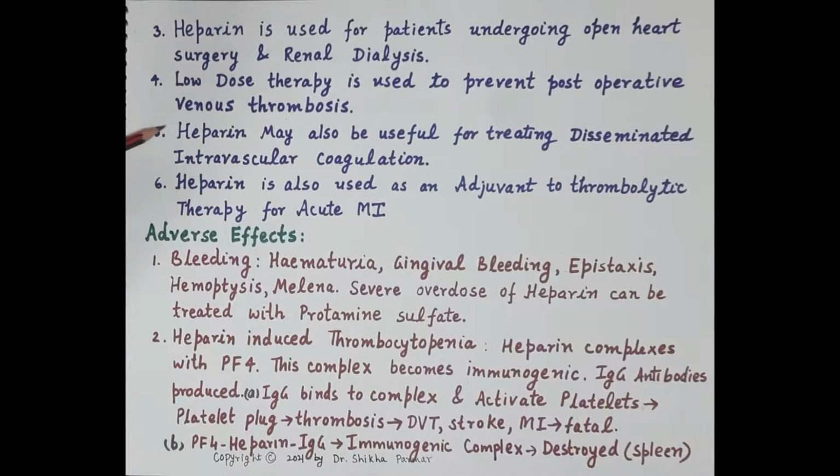Now heparin may also be used for treating disseminated intravascular coagulation. It is a very complex disorder in which fibrin clots are formed throughout the body, throughout the vascular system. So heparin is very useful in treating this problem. Heparin is also used as an adjuvant to thrombolytic therapy for the treatment of acute myocardial infarction.